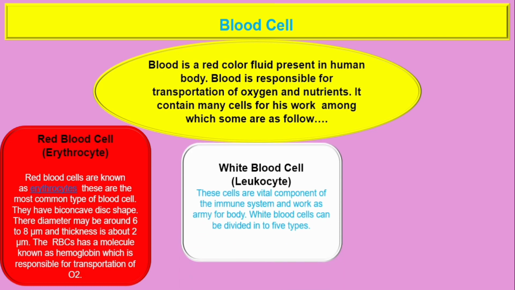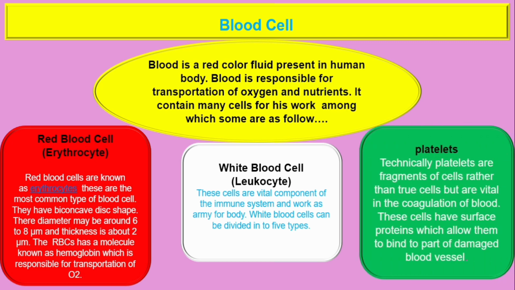White blood cells. White blood cells are also known as leukocytes. These cells are a vital component of our immune system and work as an army for the body. White blood cells can be divided into 5 types, which will be discussed later in this lecture. Platelets. Technically, platelets are fragments of cells rather than true cells, but are vital in the coagulation of blood. These cells have a surface protein which allows them to bind to the part of the damaged blood vessel.